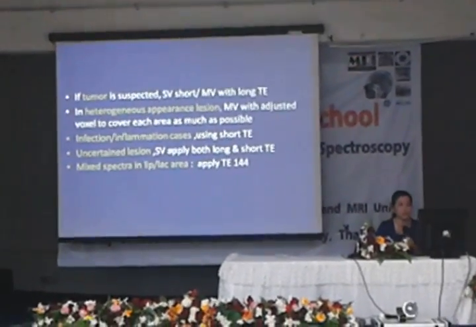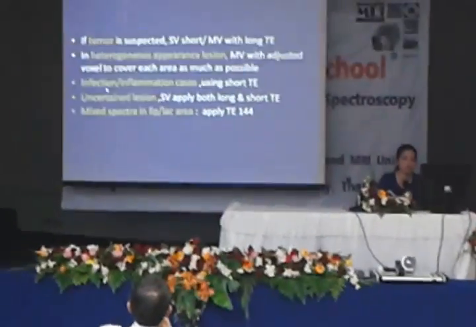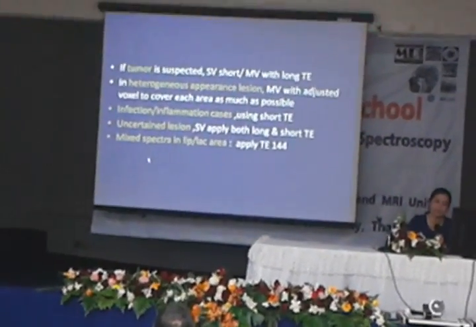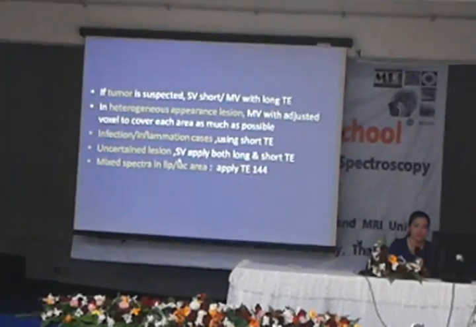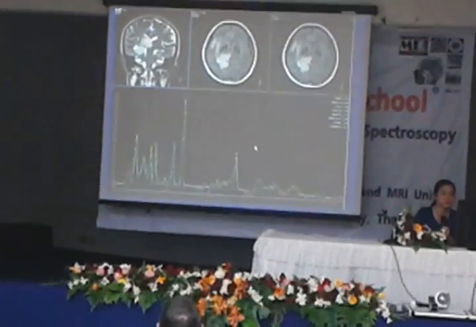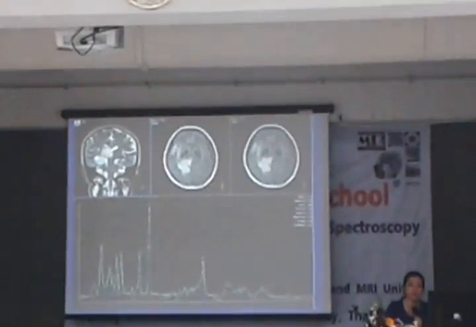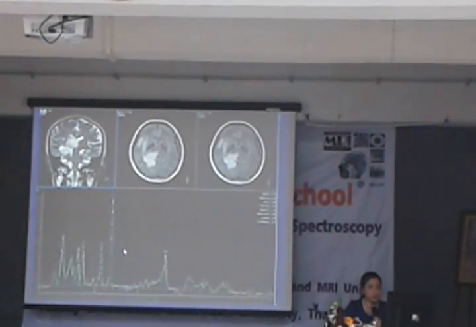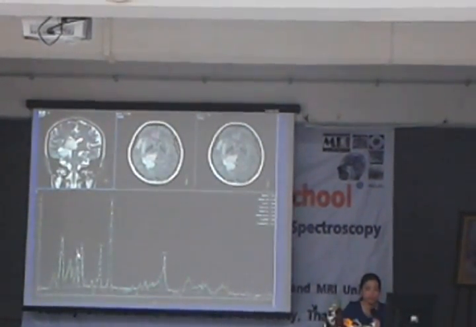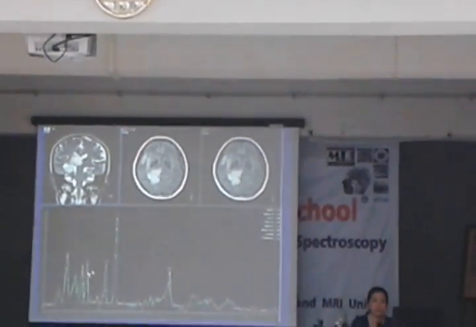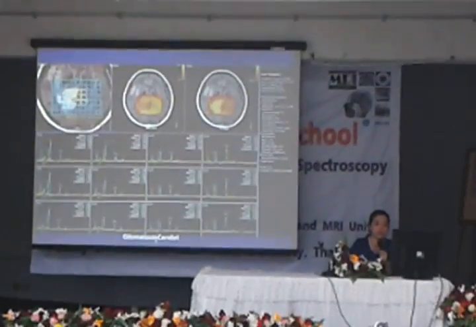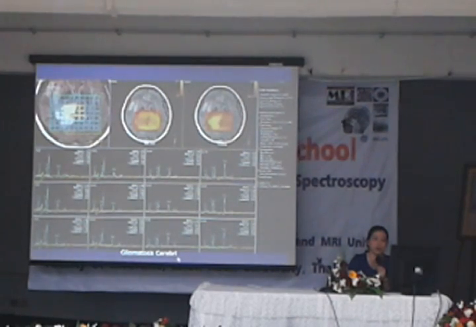If tumor is suspected, we can use both short TE and long TE. If we suspect infection, we will use short TE. For an uncertain lesion, we have to apply both long and short TE. For example, in this case we have a lesion here, and we put the box cell. In this case we didn't see any choline peak, but we did see myoinositol. And when correlated with the imaging findings, this case is consistent with gliomatosis syndrome.